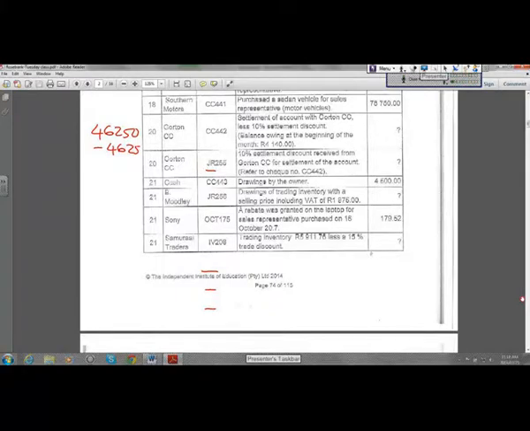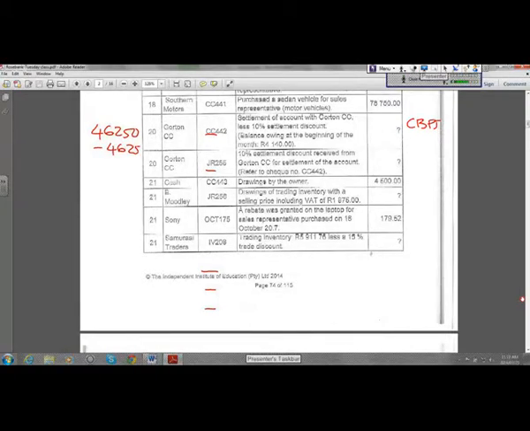All right, so here it means we are paying. It's easier to sort out this one because if we're paying by cash, it will go to the Cashbook Payments Journal. But the question mark means that we need to work out a number. So let's work out a number. A settlement of account with Gordon CC less 10% settlement discount.